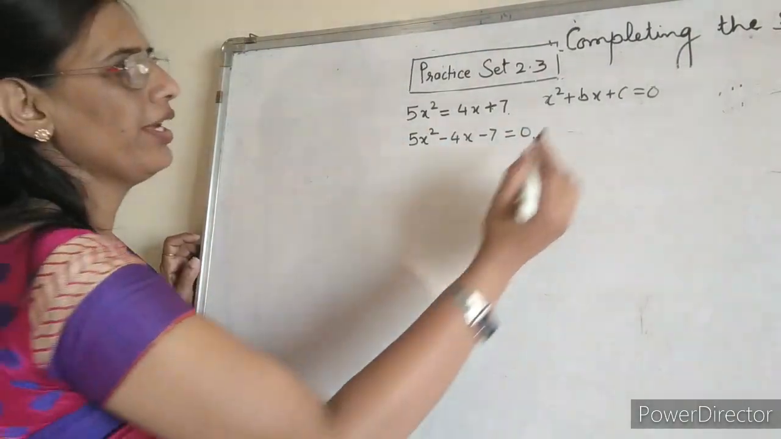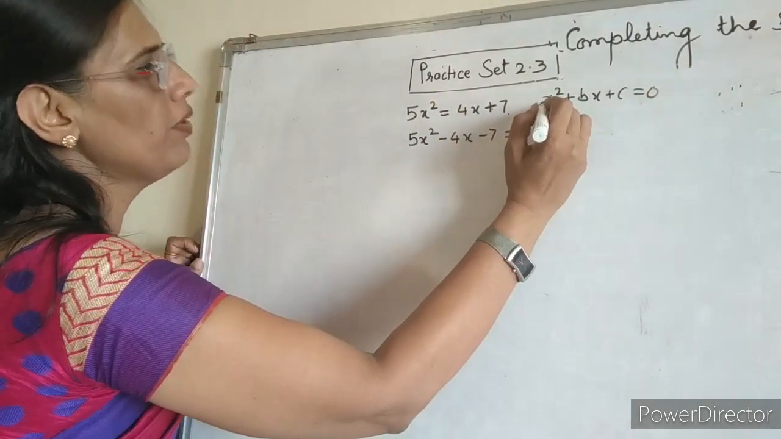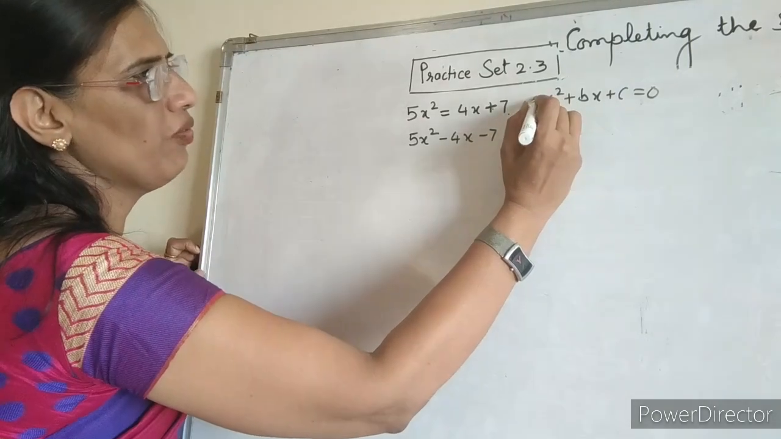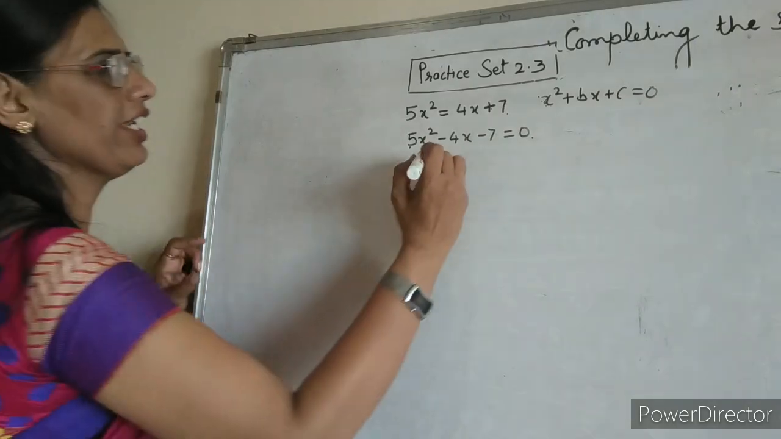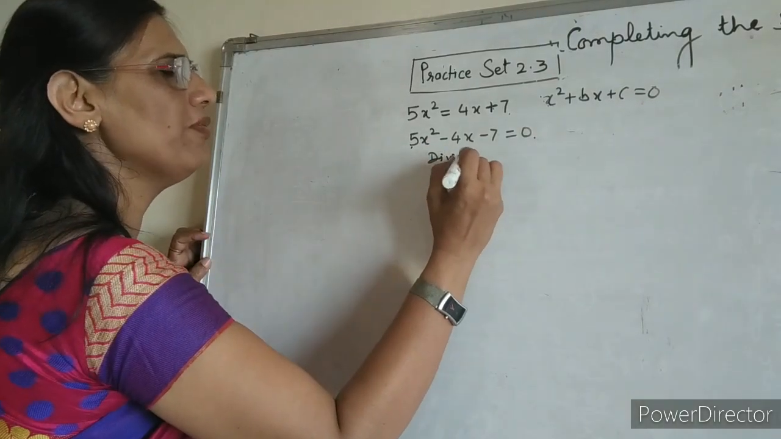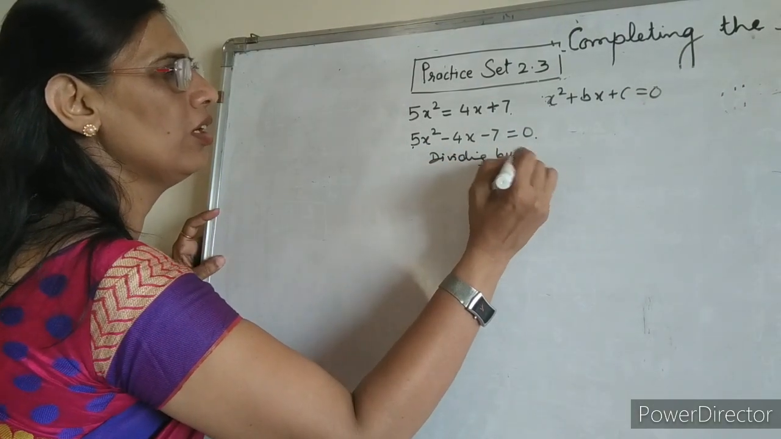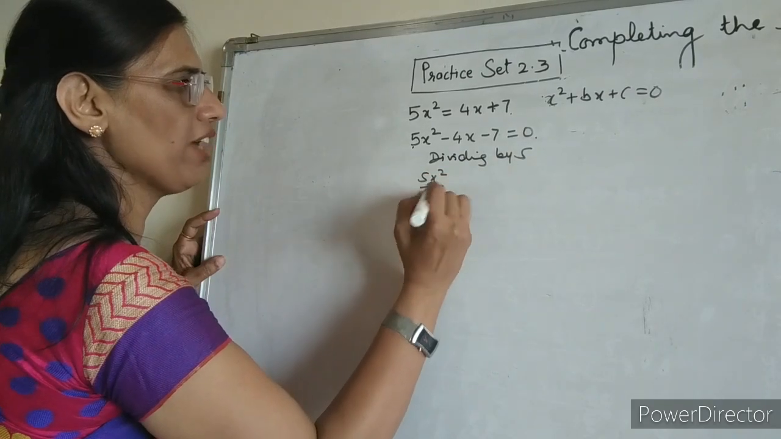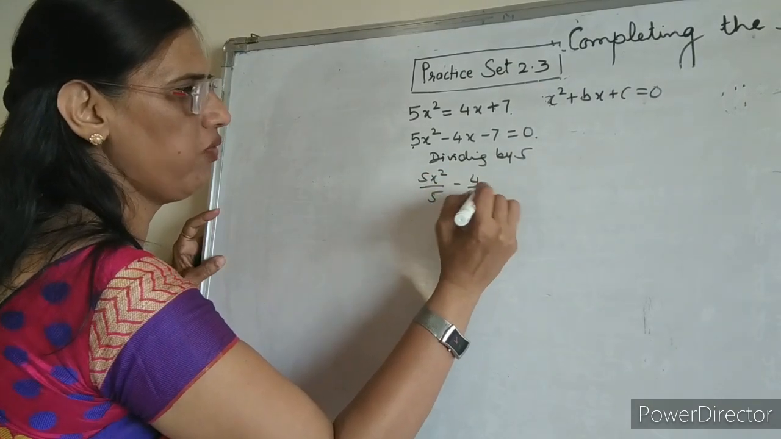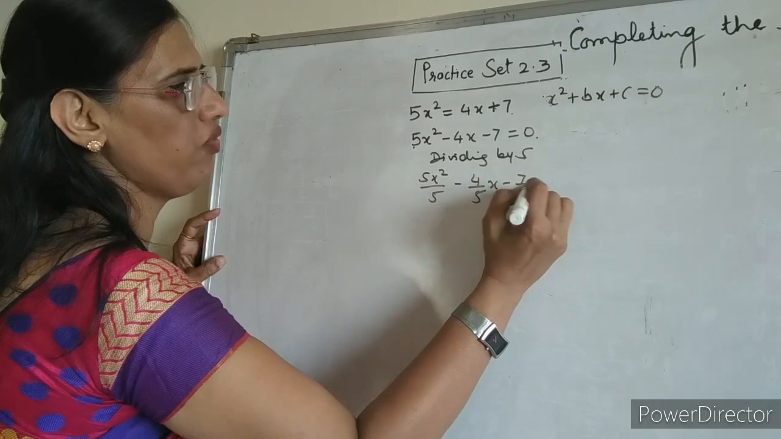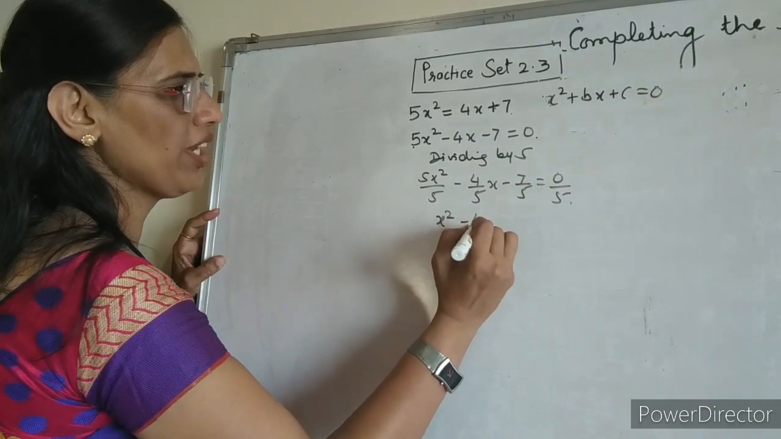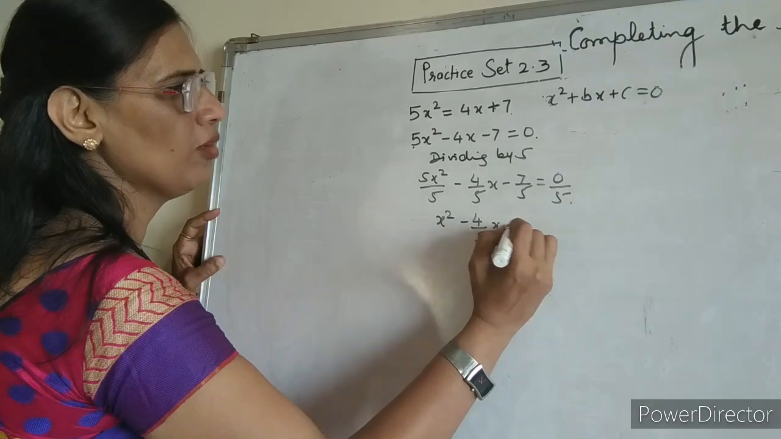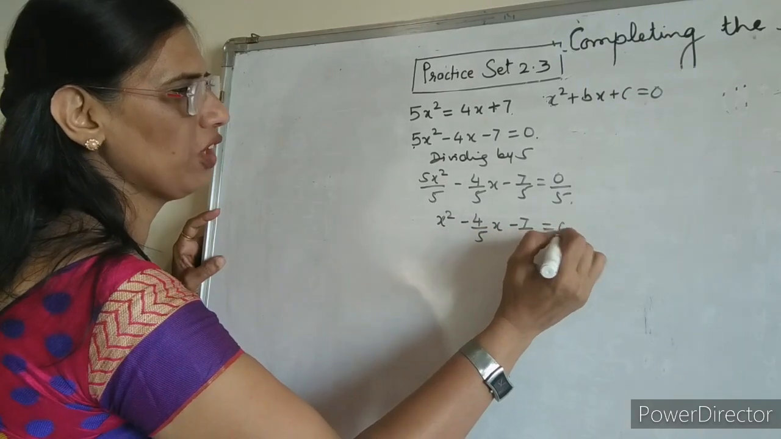Now again here coefficient of square term should be 1. Here coefficient of square term x square is 5, and therefore dividing by 5 we get 5x square upon 5 minus 4 upon 5x minus 7 upon 5 is equal to 0 upon 5. That is x square minus 4 upon 5x minus 7 upon 5 is equal to 0.